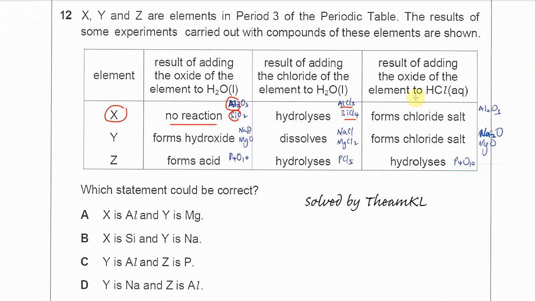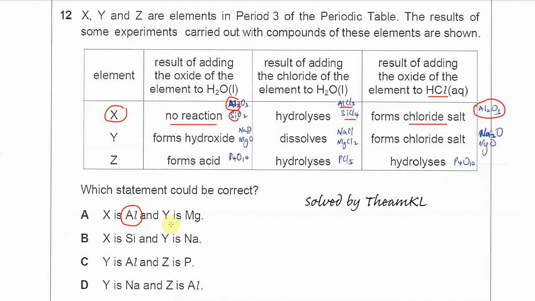Now when this oxide X is put in the acid, it forms a chloride salt. So we know that only aluminum oxide will react with this acid to form the salt. The SiO2 will not. So we are quite sure that now element X is aluminum.